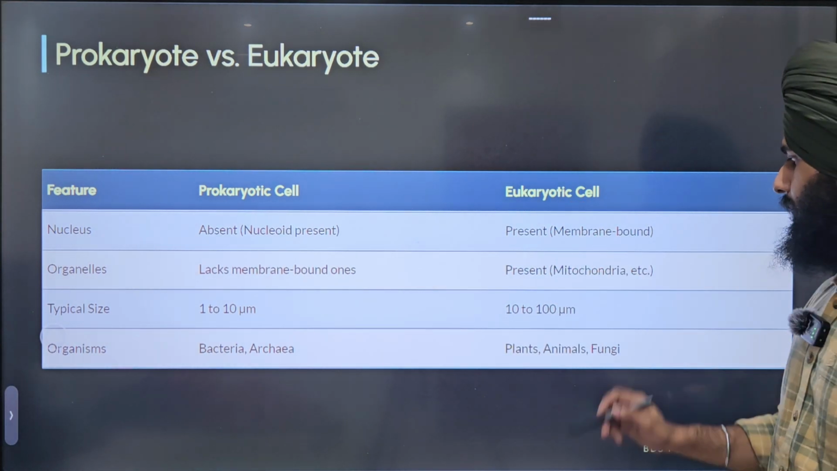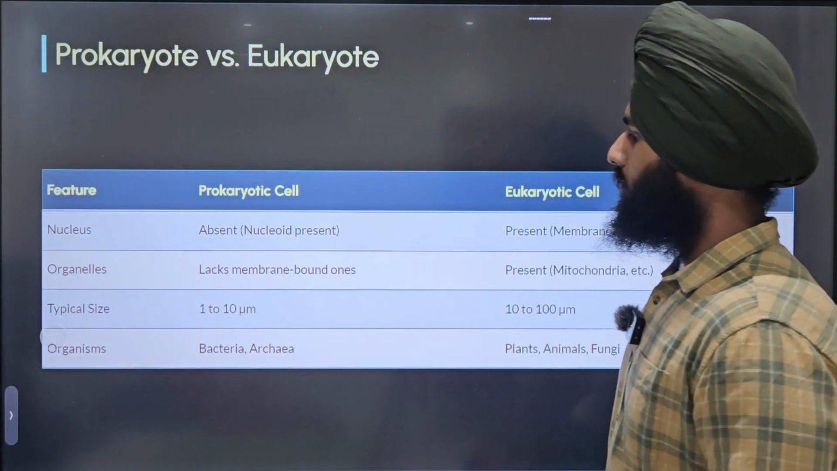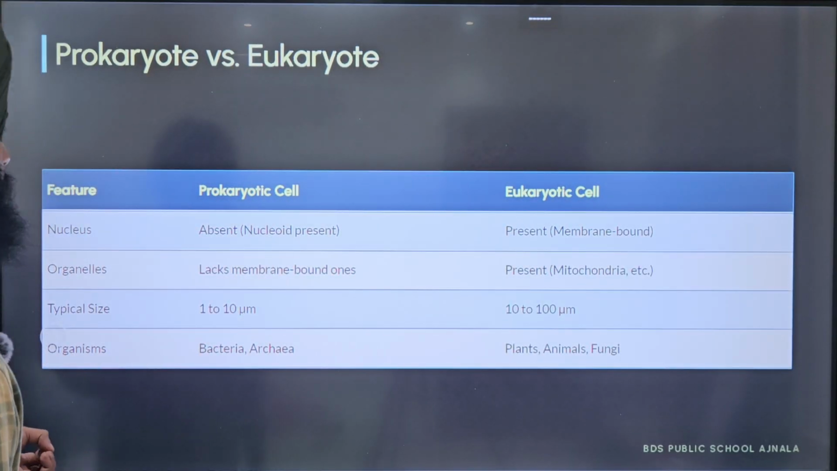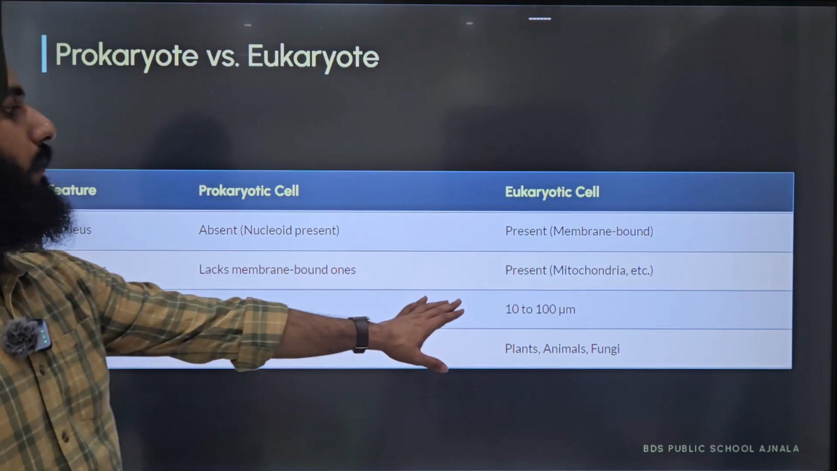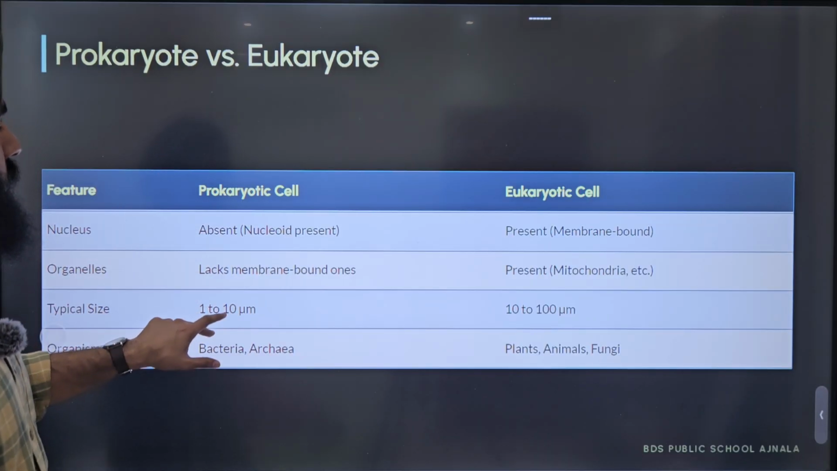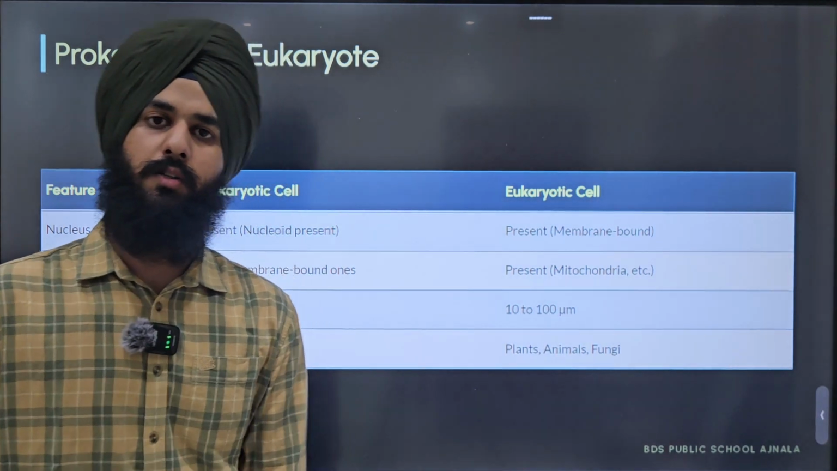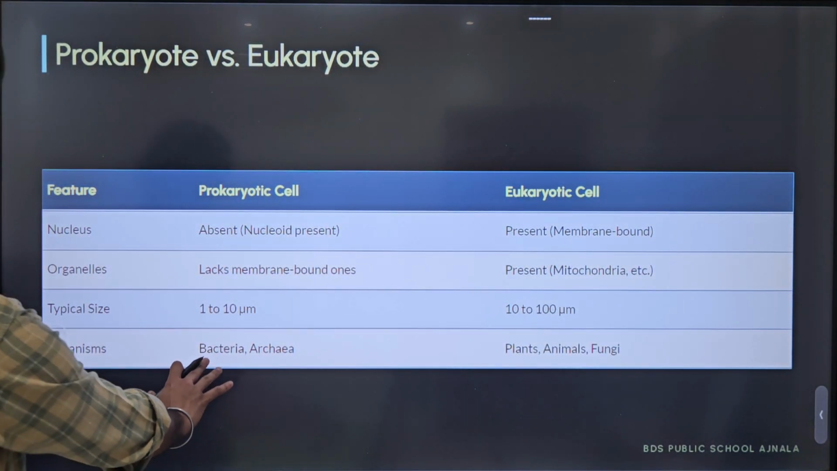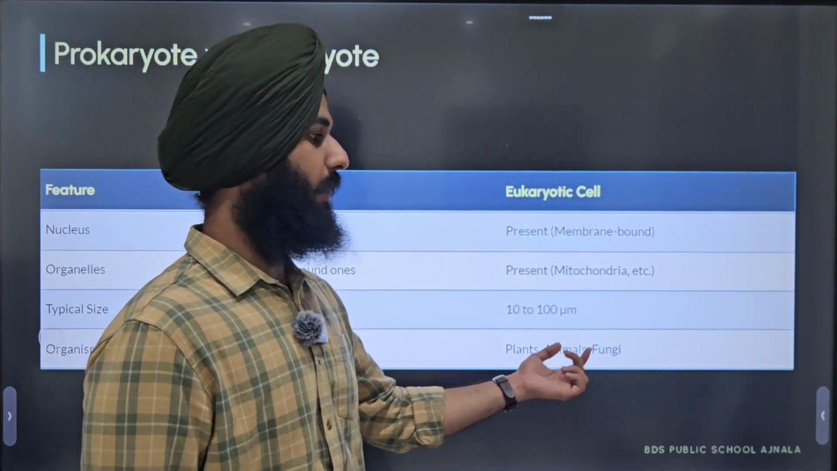In eukaryotic cells, organelles are present, like mitochondria, and there is also the ER. We'll be learning about that. So the organelles are present, and they are membrane bound organelles in eukaryotic cells. Typically the size of prokaryotic cells is between 1 to 10 micrometers, and in eukaryotic cells 10 to 100 micrometers, so 10 times larger on both sides. The examples are bacteria and archaea, and in eukaryotic cells plants, animals and fungi.